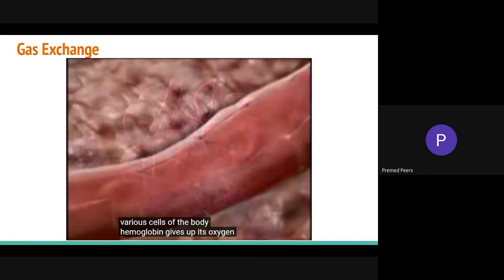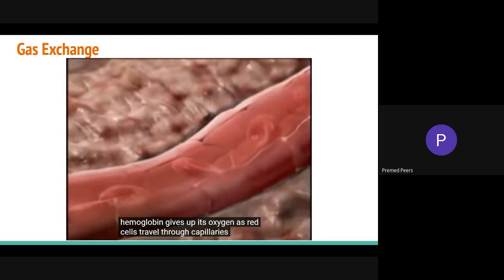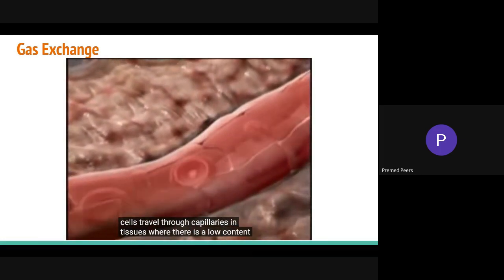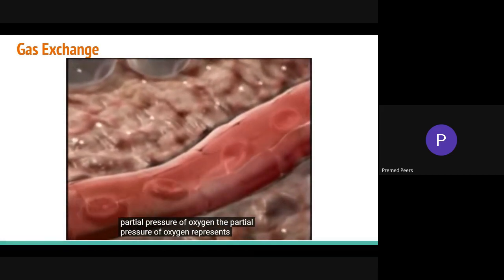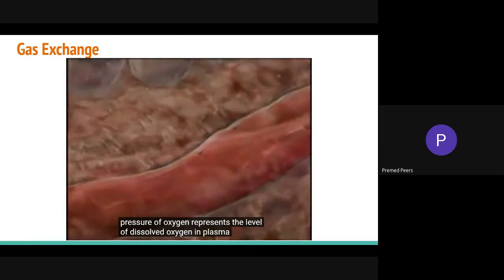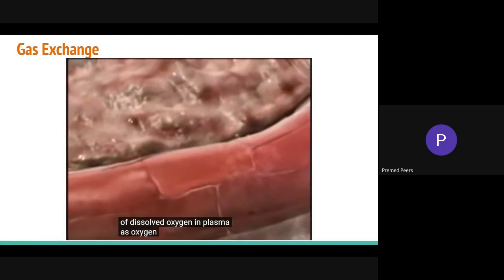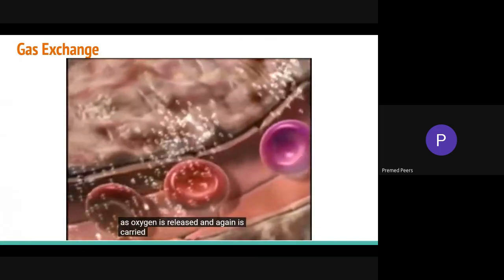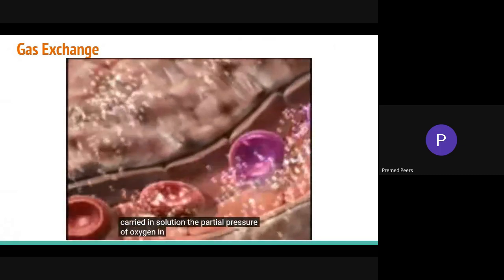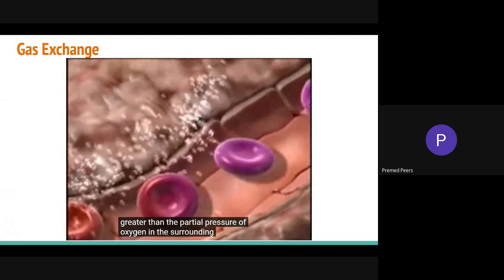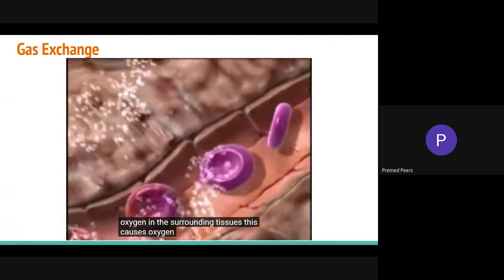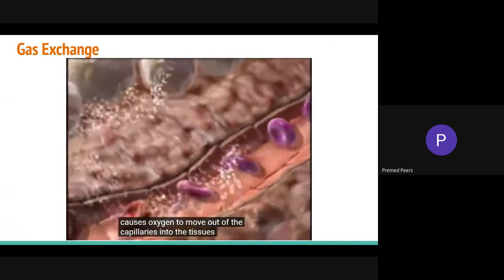Hemoglobin gives up its oxygen as red cells travel through capillaries in tissues where there is a low content or partial pressure of oxygen. The partial pressure of oxygen represents the level of dissolved oxygen in plasma. As oxygen is released and again is carried in solution, the partial pressure of oxygen in the capillaries becomes greater than the partial pressure of oxygen in the surrounding tissues. This causes oxygen to move out of the capillaries into the tissues and to finally reach the cells.